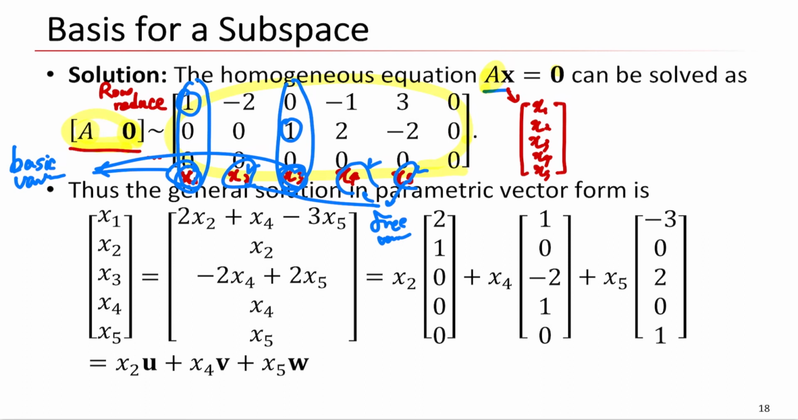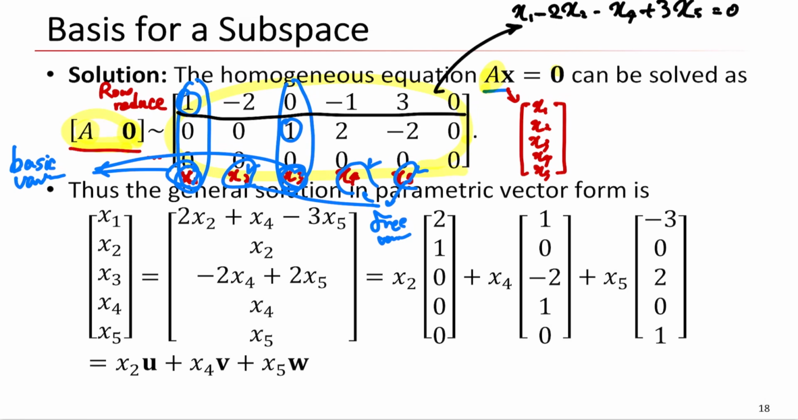Let's find the general solution in parametric vector form. First of all, x1 is equal to 2x2 plus x4 minus 3x5. Why? From the first row, x1 minus 2x2 minus x4 plus 3x5 equals 0. So from here, we can represent x1 in terms of x2, x4, and x5.